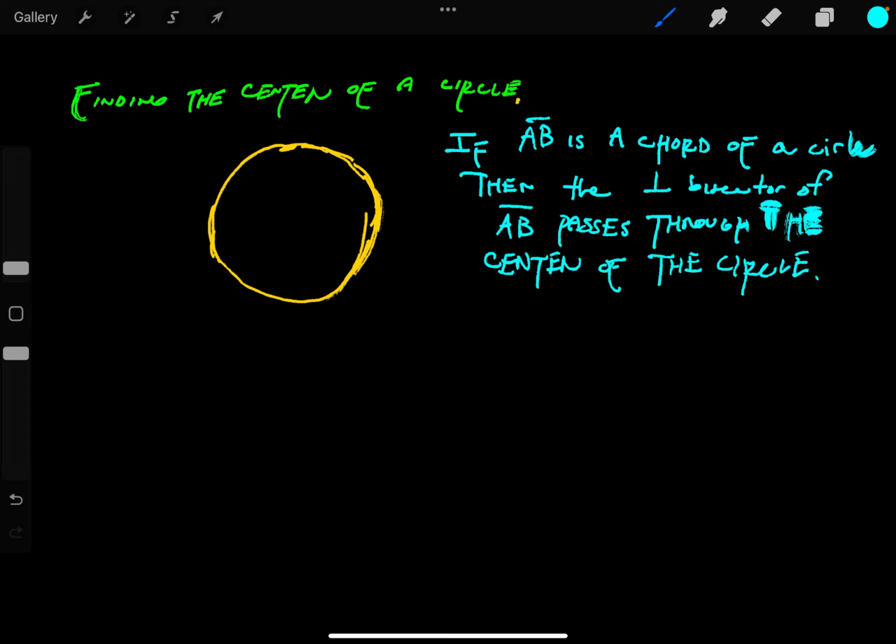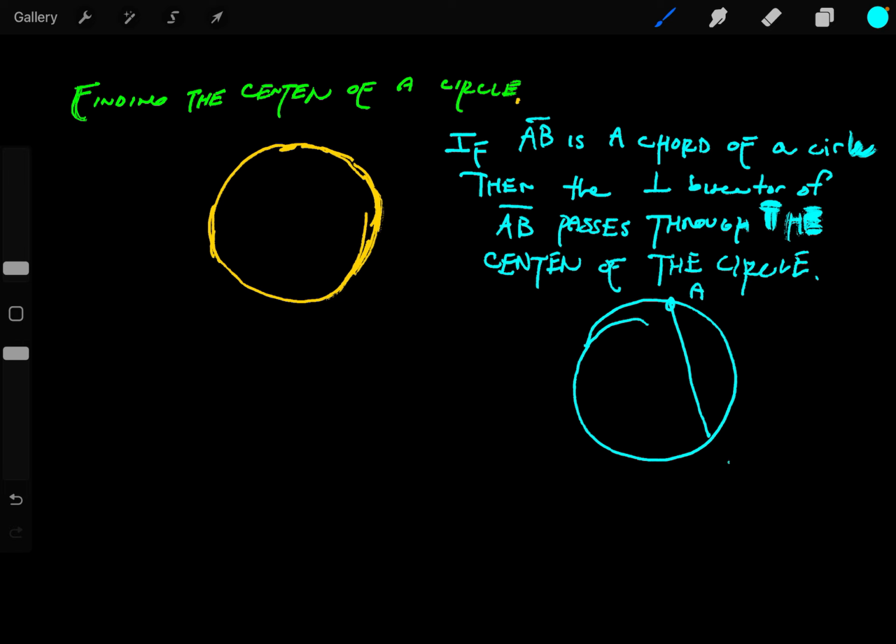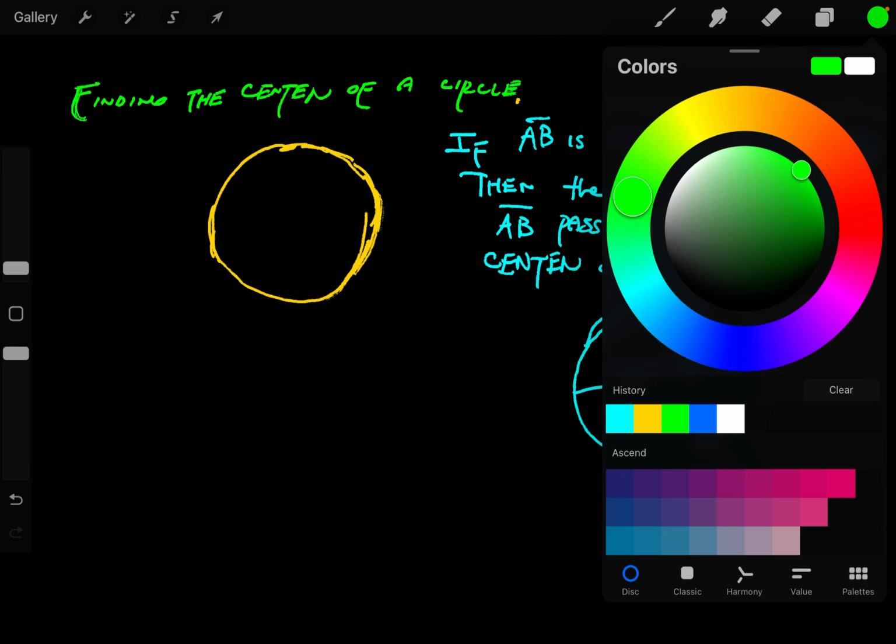So we want to prove this. This statement is saying that if I have a circle and then I have some chord AB, and this is any chord, I want to prove that the perpendicular bisector will pass through the center. So let's say the center is C. If I draw the perpendicular bisector, I want to prove that this actually passes through it.